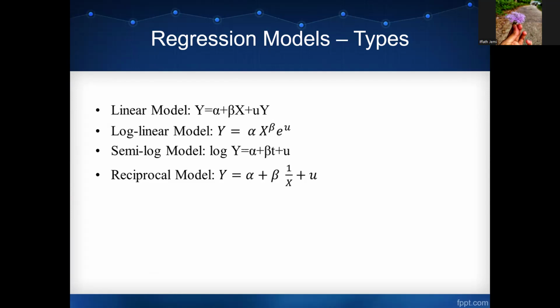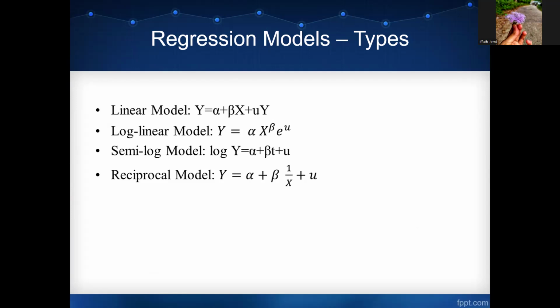The semilog model, represented as log y = alpha + beta t + u, is used when the dependent variable grows exponentially over time, such as in population growth or stock prices. In a semilog model, the dependent variable is in logarithmic form, whereas the independent variable time is in absolute numbers.